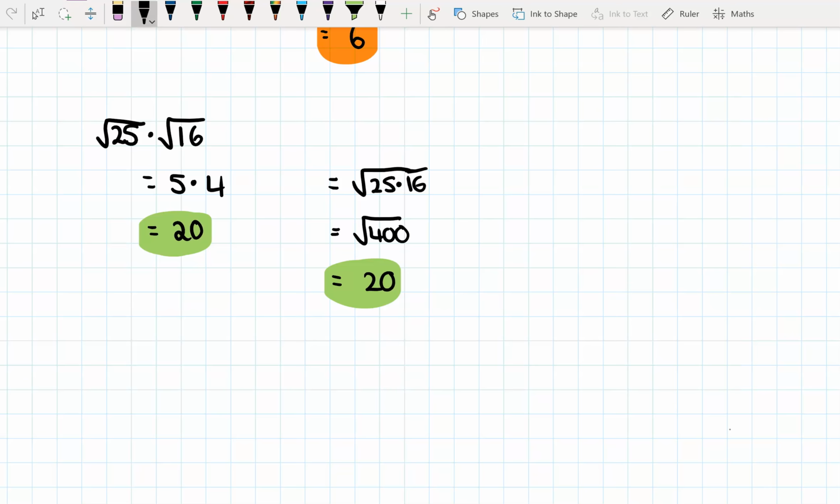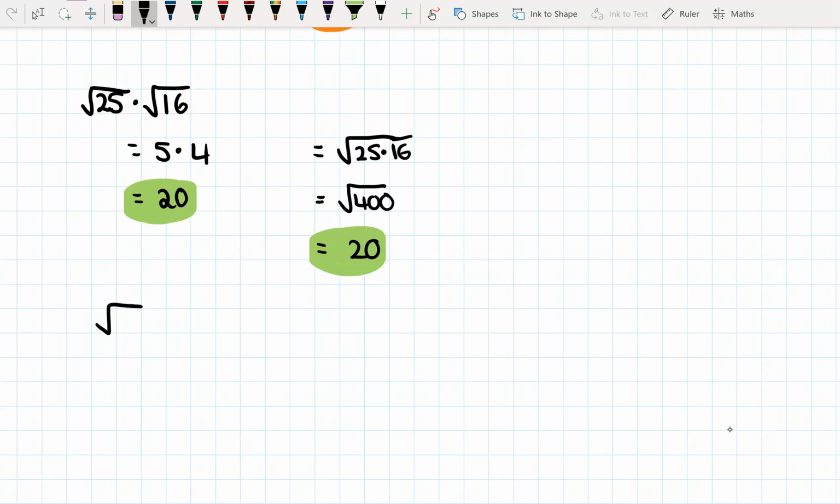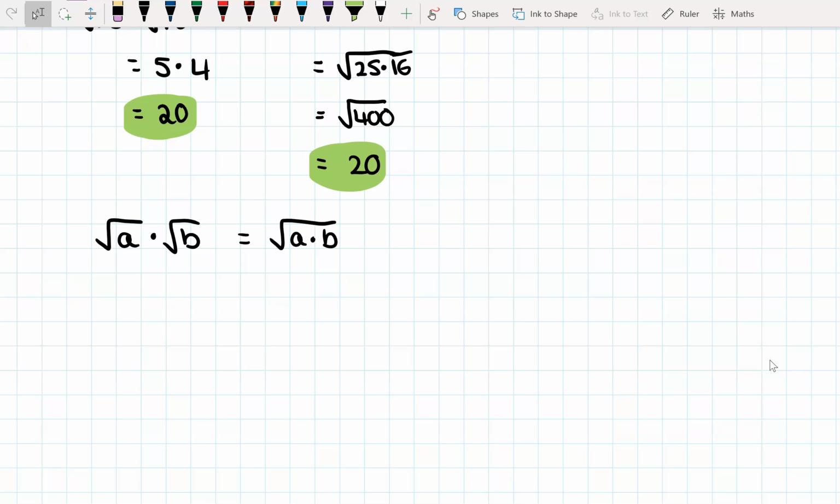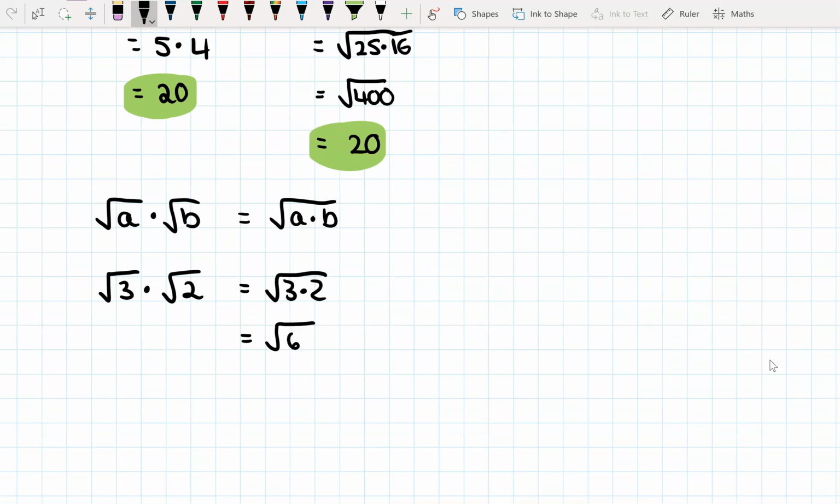What that means is we have a nice rule here. If we have the square root of A times the square root of B, what we have is the square root of A times B. And this works nicely. Now, sometimes you're going to get examples where there's also a coefficient, so we'll do firstly an example without one. For example, the square root of 3 times the square root of 2. That is the same as the square root of 3 times 2, and 3 times 2 is 6, so we get the square root of 6. Lovely. You can check it on your calculator if you want, but basically, this is how it works.